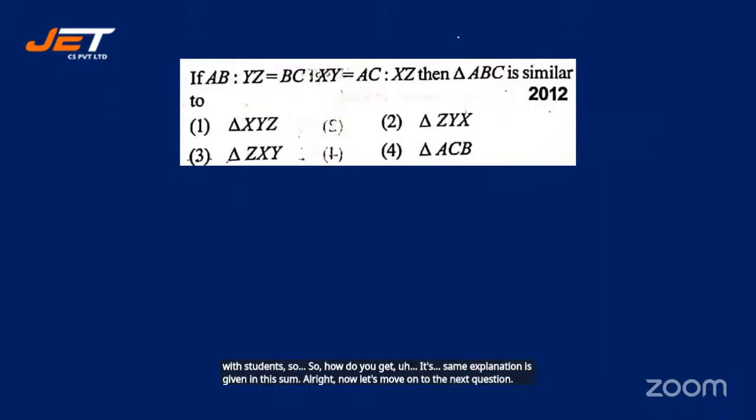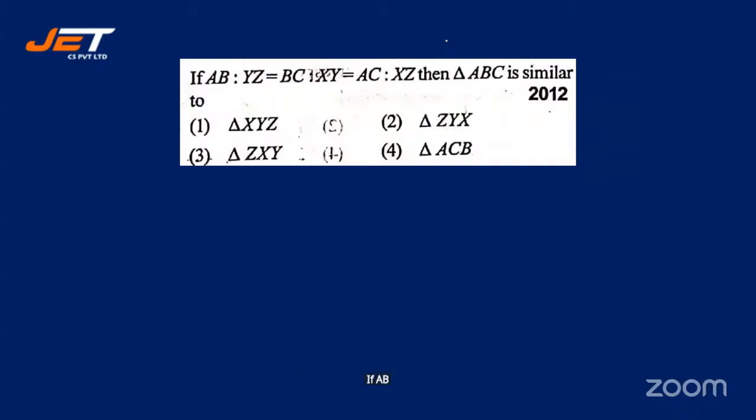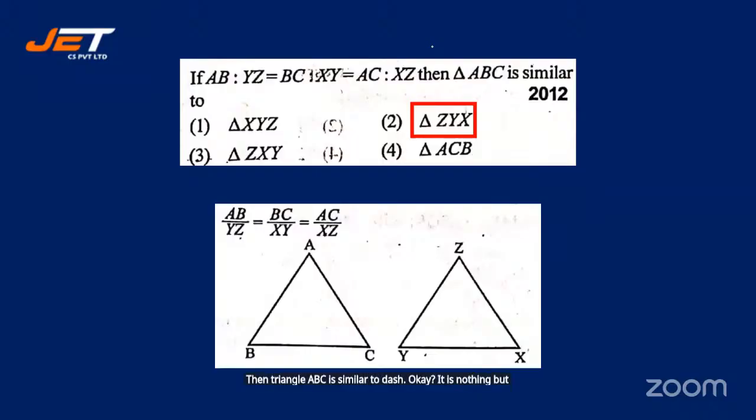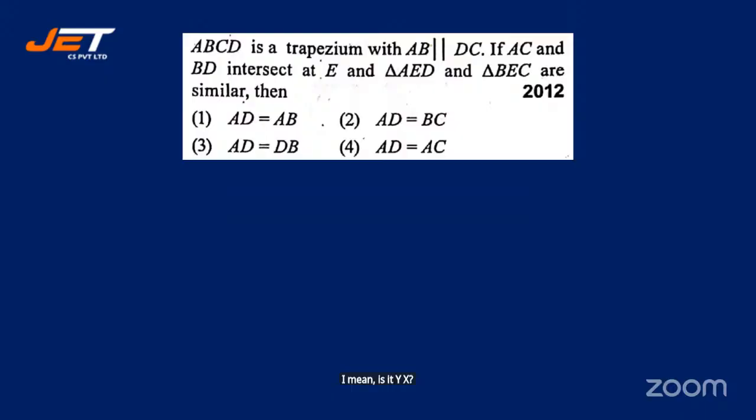If AB is to YZ is equal to BC is to XY, and that is equal to AC is to XZ, then triangle ABC is similar to dash. Okay, it is nothing but triangle ZYX. Right, see the next question.